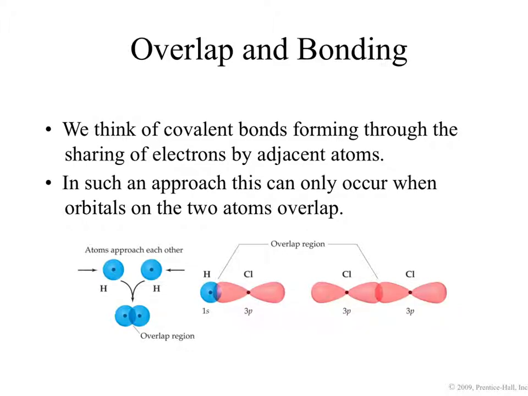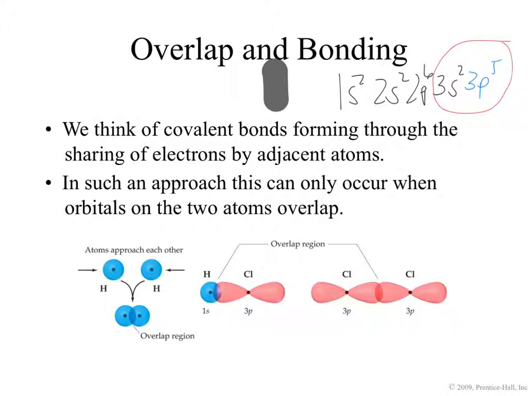this is the chlorine's valence structure. This is chlorine's electron structure. This is its valence structure. This is where it needs the extra electron. The 3p5 has 5 electrons. It needs one more. So that's the one that's going to overlap.